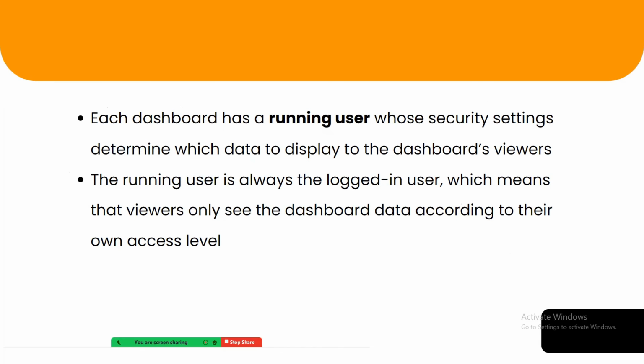Now, each dashboard has a running user whose security settings determine which data to display to the dashboard's viewers, right? And the running user is always the logged in user, which means that viewers only see the dashboard data according to their own access levels. The data which you are seeing on your screen will depend on what access levels you have on those objects and data. So according to your access level, you will see the report in front of you.